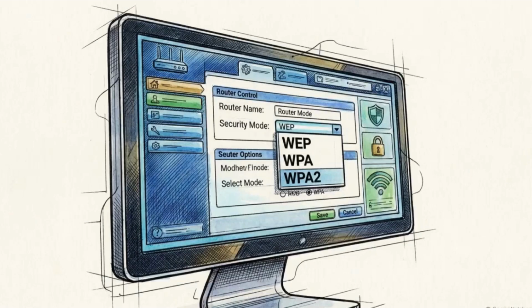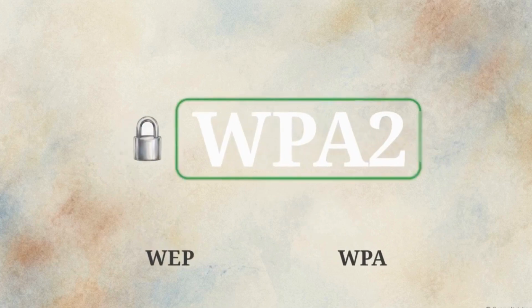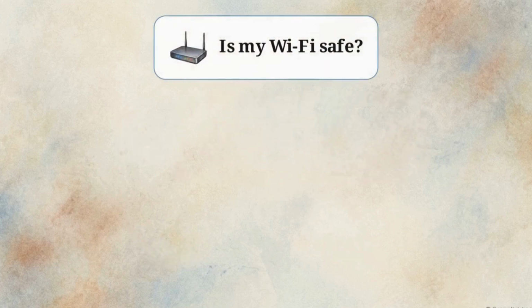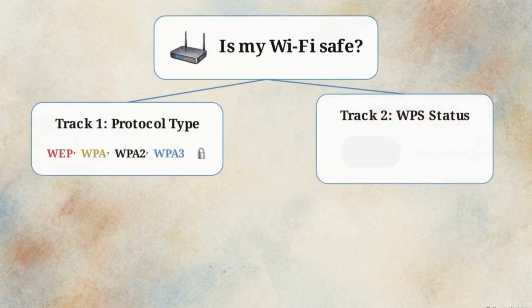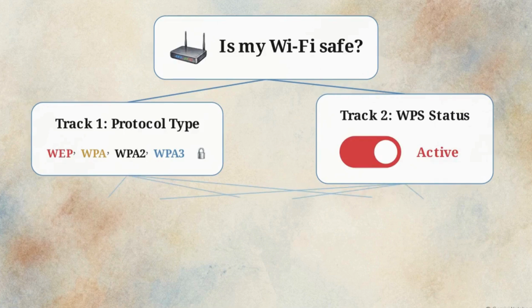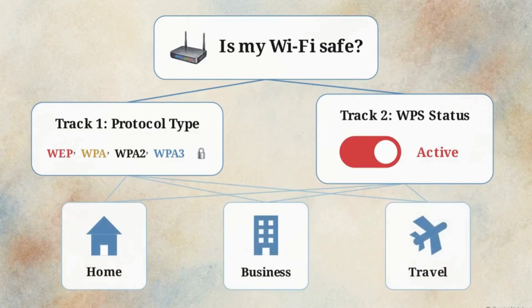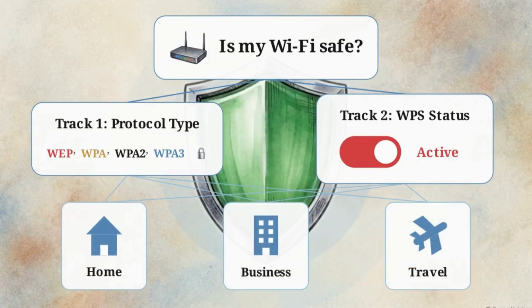If you have ever logged into your router, you have likely seen a list of acronyms like WEP, WPA, and WPA2. We are going to break down what those letters mean for your privacy and identify which ones are now obsolete. Our audit follows 2 specific tracks. First, identifying the protocol type encrypting your traffic. Second, verifying if the feature called WPS is active.